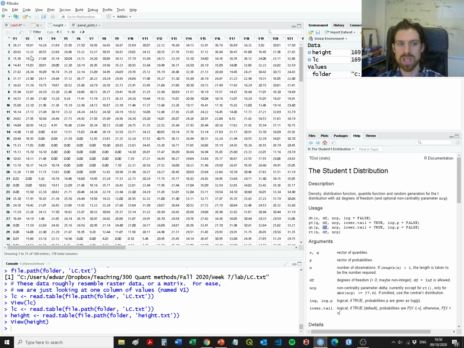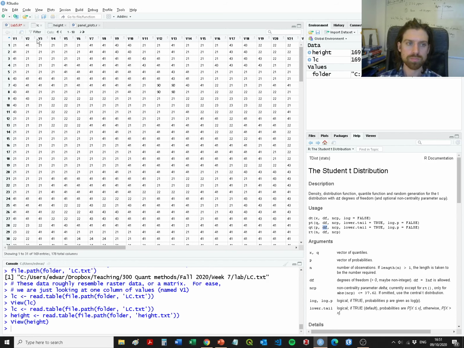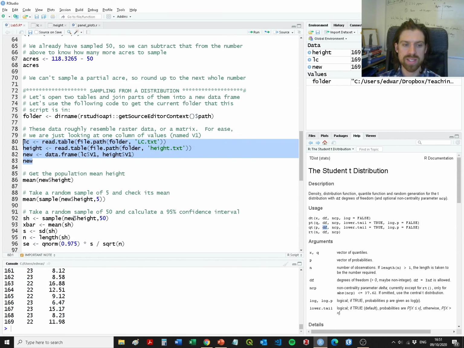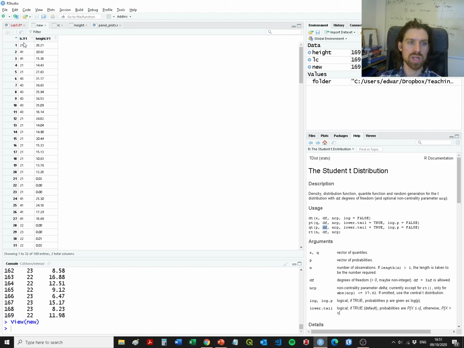Let's just assume this is the topography, so the level of undulation within the landscape, essentially in meters. Let's just assume it's meters. Okay, and then let's take a single variable and create a data frame from it. It's saying go into the land cover data and give me variable 1, go into the height data and give me variable 1, and create a data frame out of it called new. And that's what we've got here: land cover variable 1 and height variable 1.